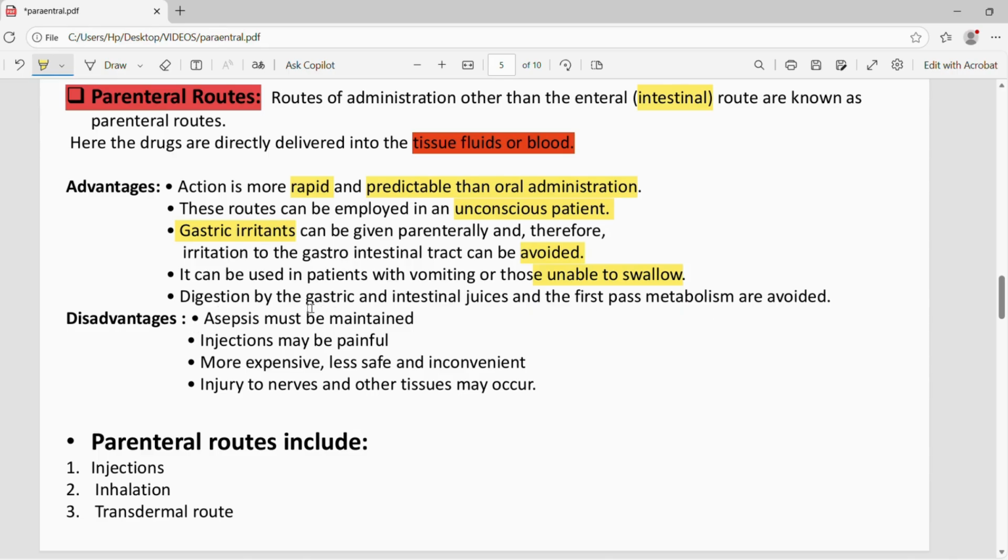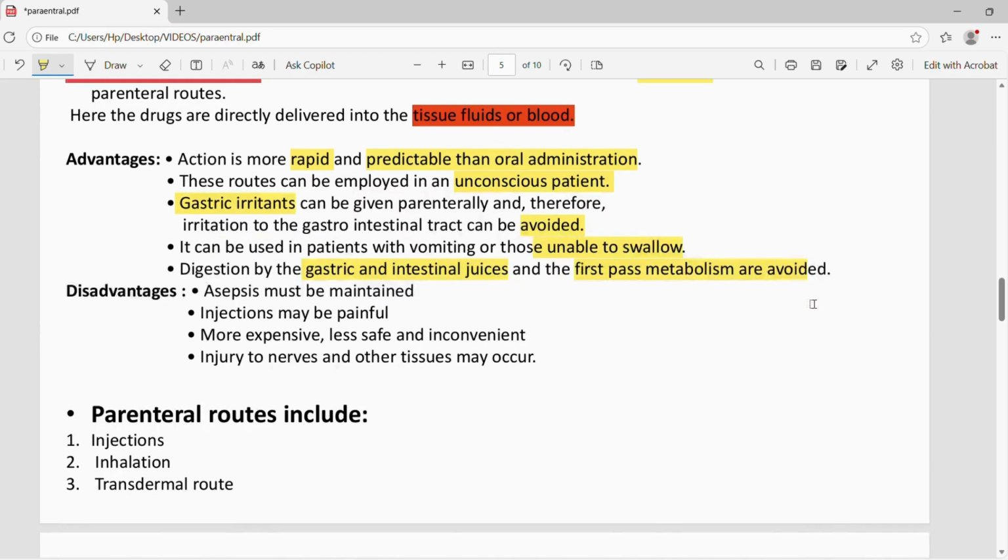So here the digestion by gastric and intestinal juices is avoided. Some drugs are destroyed by the gastric or intestinal juices, which can be avoided, and first pass metabolism in the liver can also be avoided in this type of route.